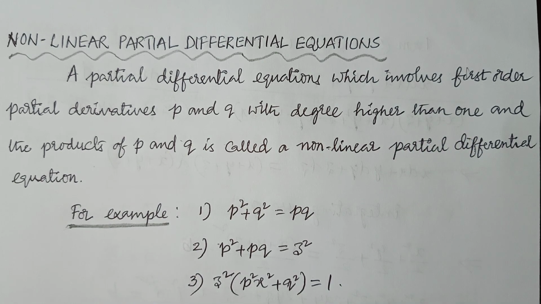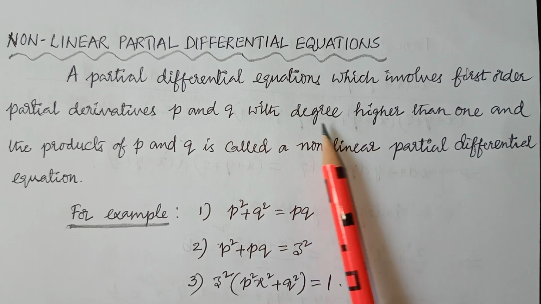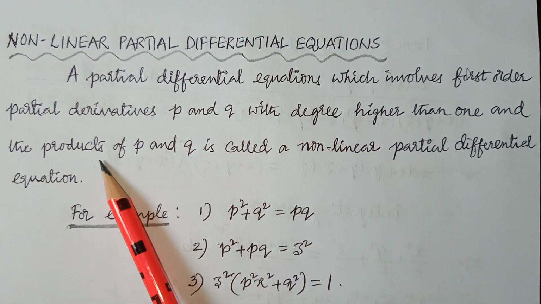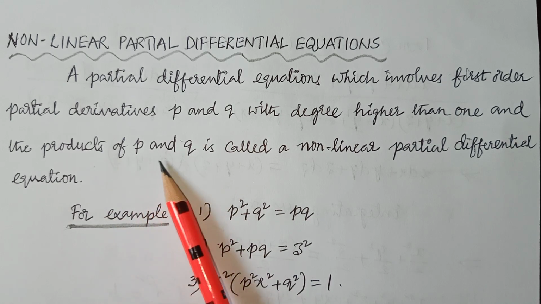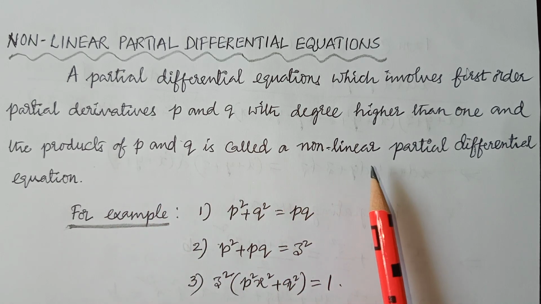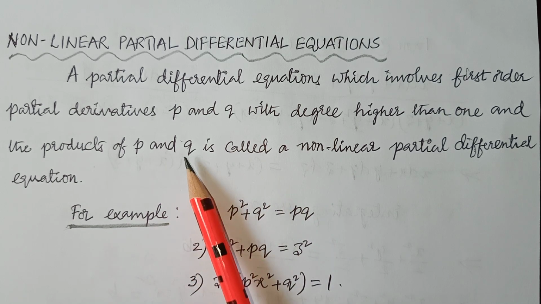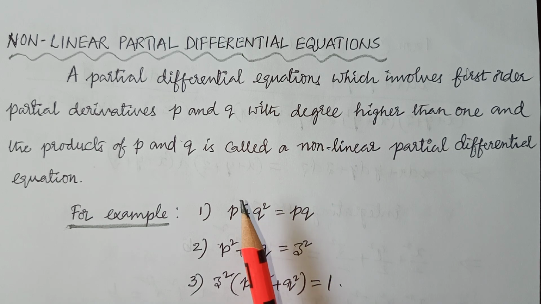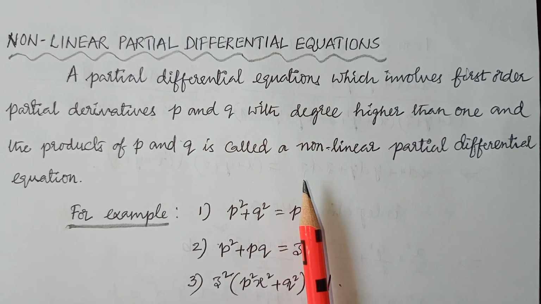If the degree of p and q is 1, then they are known as linear partial differential equations. If the degree is other than 1, they are known as non-linear partial differential equations. And not only the degree of p and q being other than 1, but also if the products of p and q are contained in the equation, then we can call it a non-linear partial differential equation.